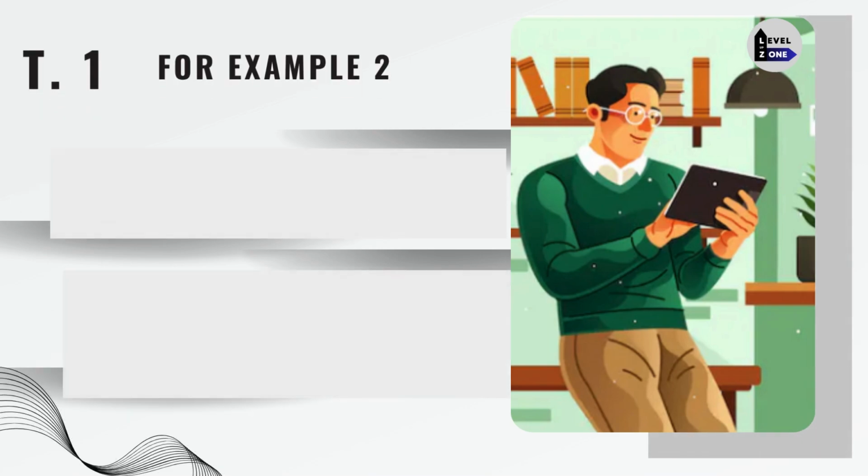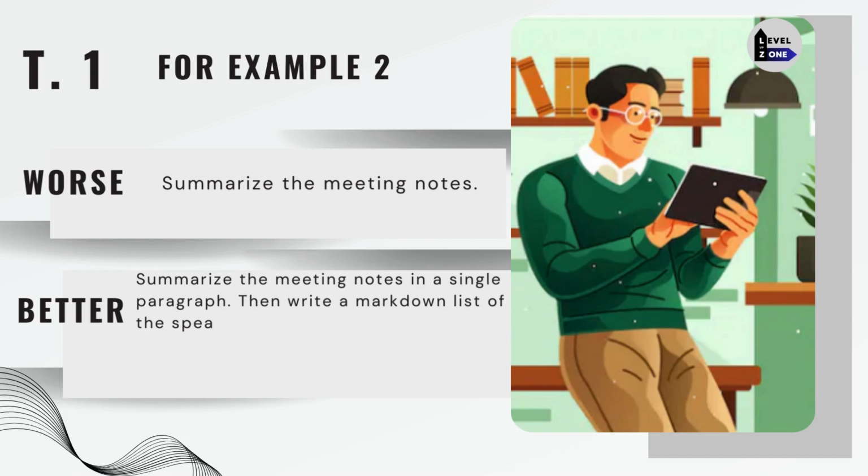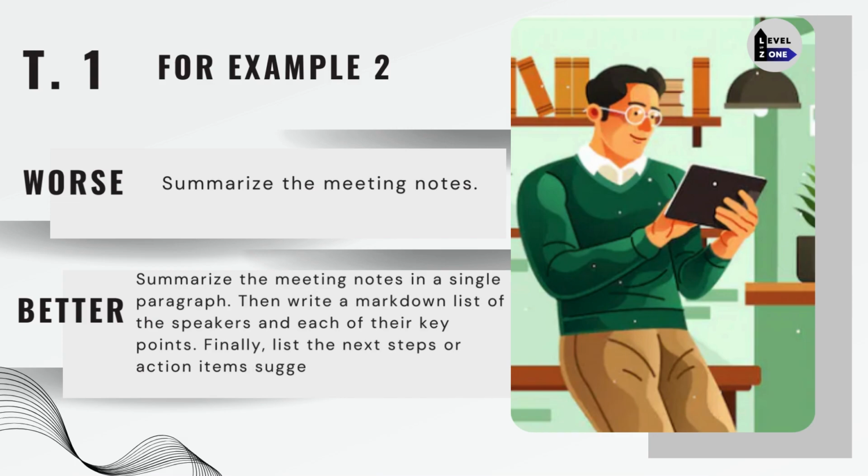Let's see another example. In the worst case, summarize the meeting notes. And in the better case, you will say, summarize the meeting notes in a single paragraph. Then write a markdown list of the speakers and each of their key points. Finally, list the next steps or action items suggested by the speakers, if any.